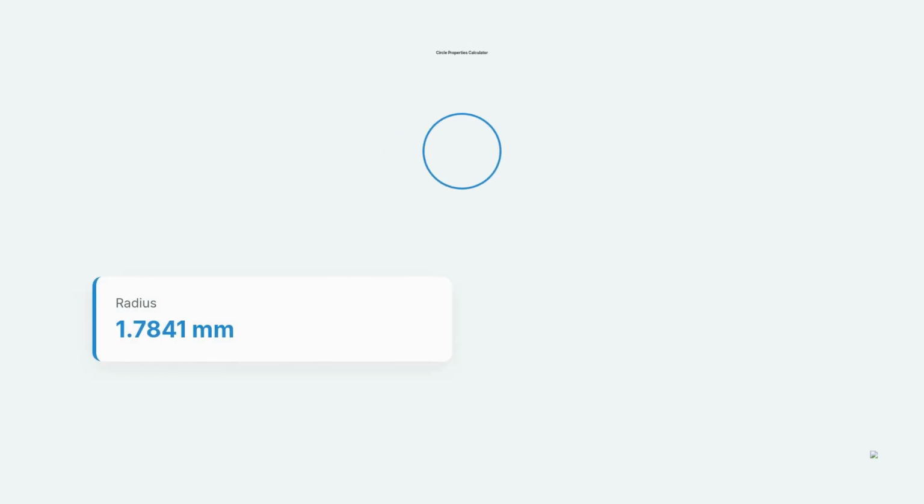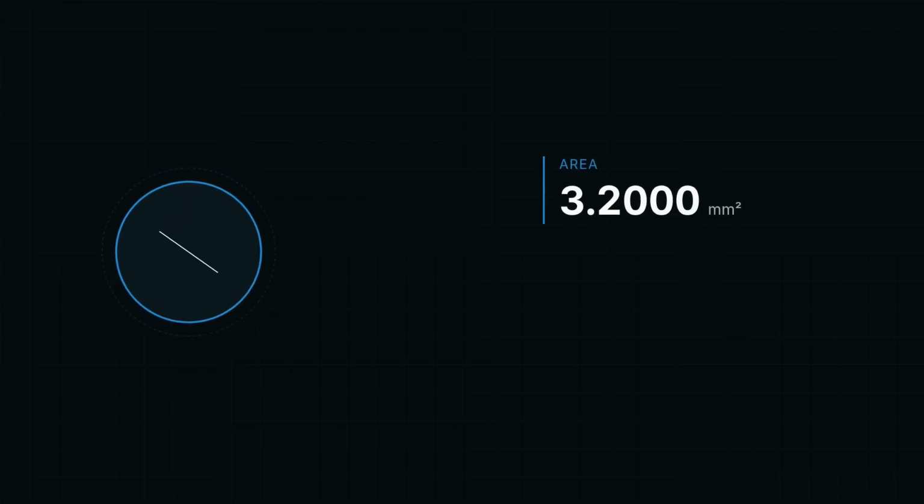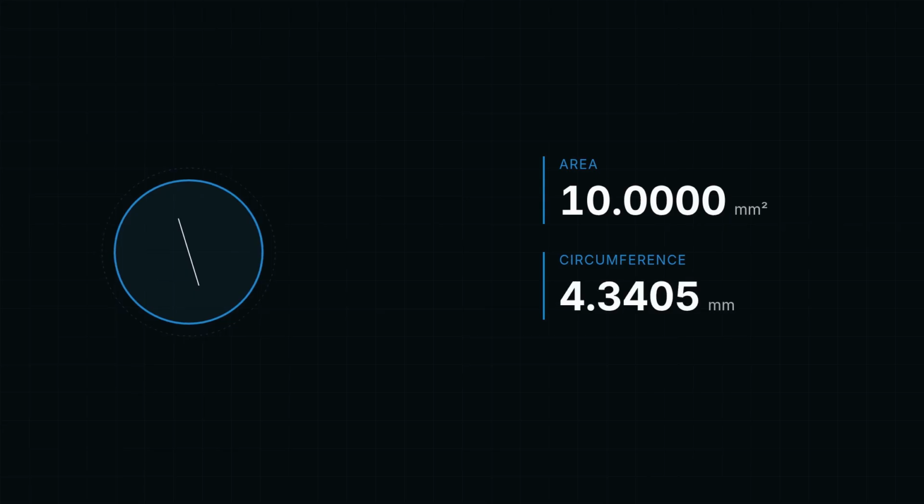The radius equals 1.7841 millimeters. The diameter equals 3.5682 millimeters. The area confirms our input at 10,000 square millimeters, and the circumference equals 11.22100 millimeters.